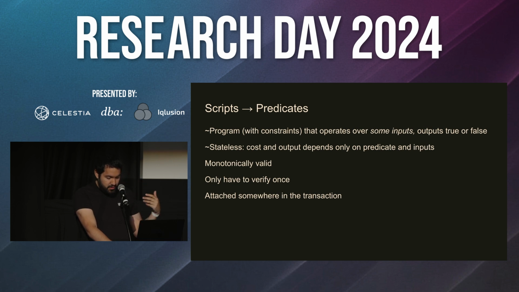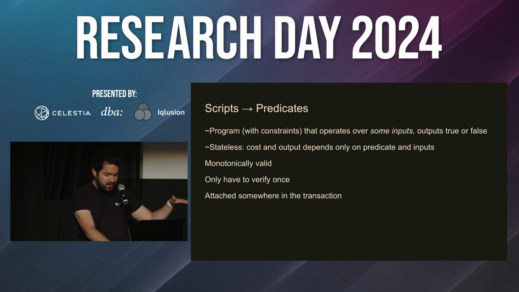One important thing about predicates is that they have monotonic validity, and thus you only have to verify them once. Now you might say, well, obviously I only have to verify a transaction once, right? I see it in a new block, I verify it, I only verify it once. So why is this important? Because transactions don't just exist in blocks, they also exist in mempools.